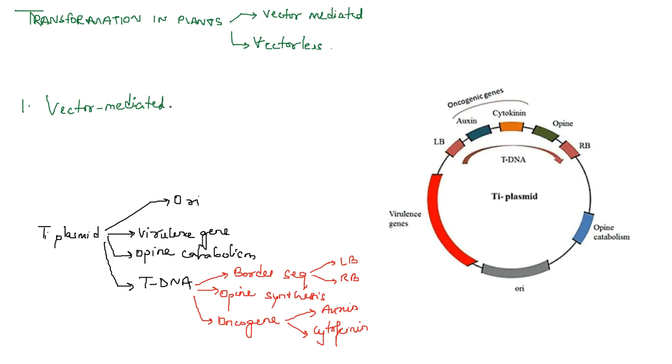So guys, what is transformation first? When we transfer any foreign DNA into the plant cells, it is called transformation. Whenever any exogenous DNA is introduced into the plant cells, it is called transformation. And one of the methods of transformation is vector mediated transformation. In plants, the method for vector mediated transformation is via Agrobacterium. So we say Agrobacterium mediated transformation.